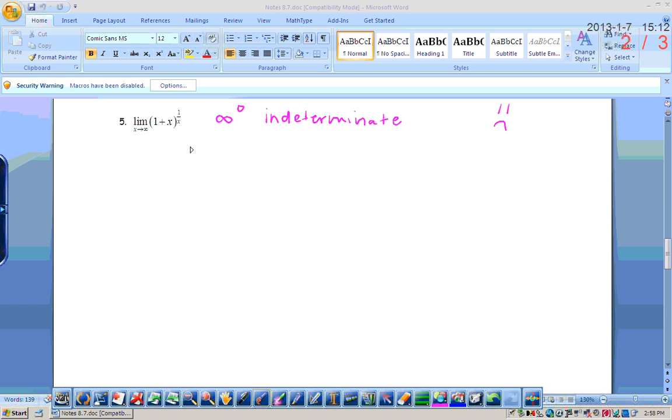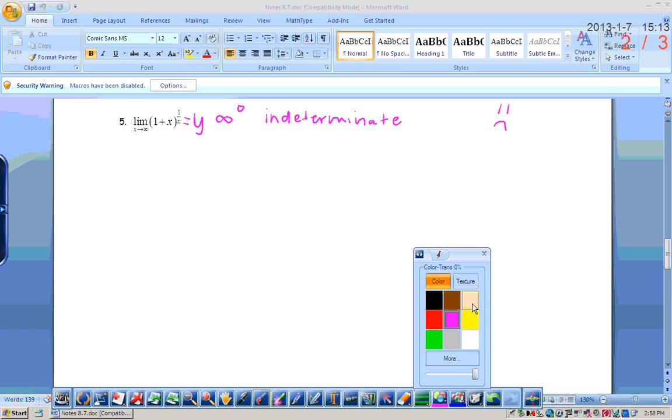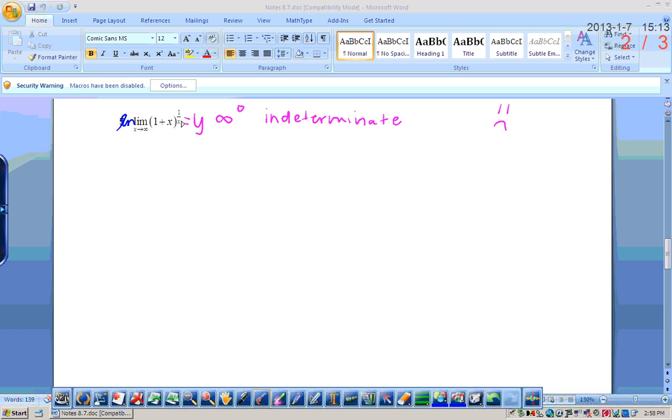However, we can turn it into an equation by saying that this limit is going to equal some value. So if we say that the limit as x approaches infinity of 1 plus x to the 1 over x equals some number y, then I can take the natural log of both sides. So here I'm going to take the natural log of both sides. Now, the natural log of a limit is the same thing as the limit of the natural log of 1 plus x to the 1 over x power.